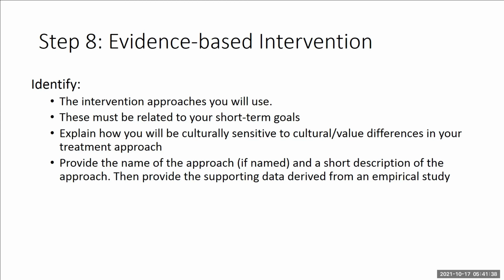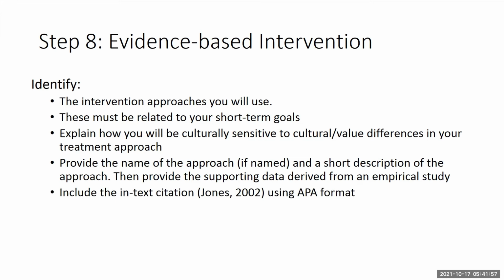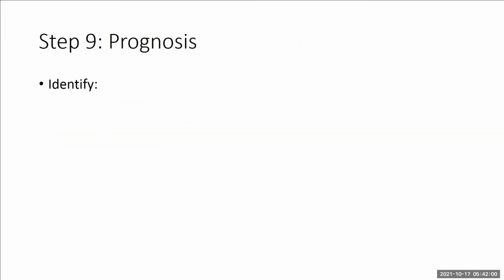Then provide the supporting data derived from an empirical study. You must show that there is research that supports the use of that intervention to address that specific problem. Include the in-text citation using APA format. Step 9, prognosis.